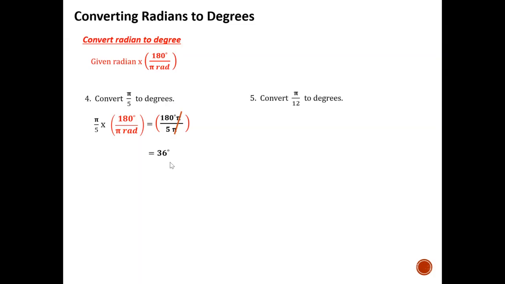Number 5, convert pi over 12 to degrees. Again, you multiply by 180 degrees over pi radian. The degrees will cancel, the pi's will cancel. If you divide 180 by 12, that will give us 15 degrees. That's your result.